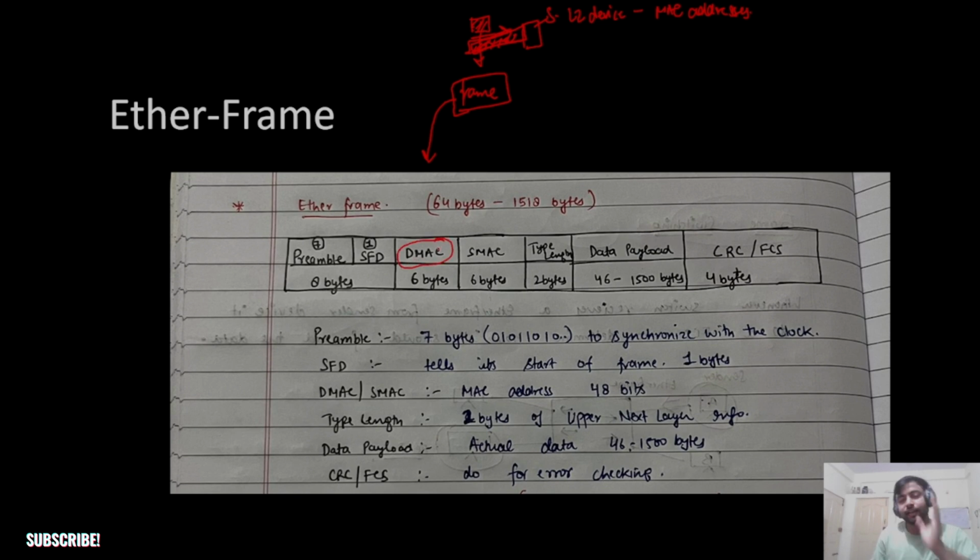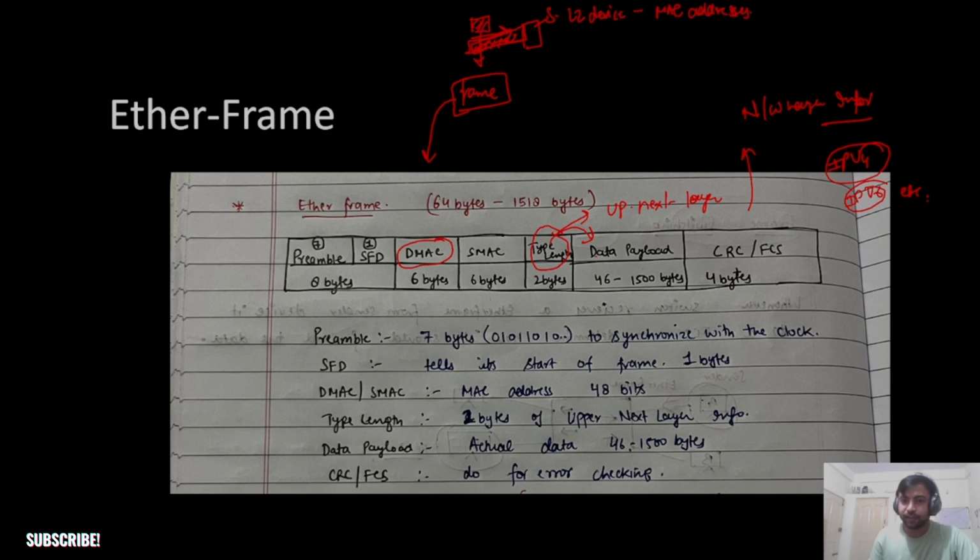Destination MAC address is the end device MAC address for which this frame is destined, and source MAC address is the device MAC address which exists on the NIC of the sender device. And the type length consists of the upper next layer information. For Ether, it is network layer information like IPv4 or IPv6, etc. So this type field says that in this data payload, the upper data is going to be IPv4 or IPv6.